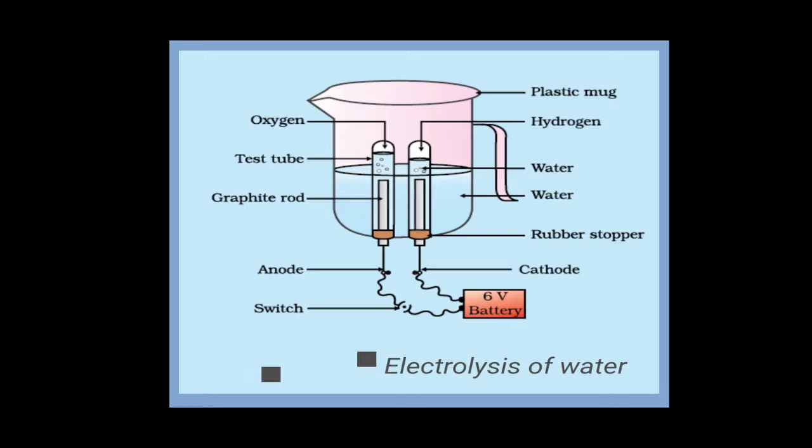These two electrodes are then attached to the 6-volt battery. So anode and cathode are here. Rubber stoppers are placed below the carbon rods. The next one is water. In this bottle, which is half filled, one electrode is attached to the circuit. So this is the apparatus of electrolysis of water.